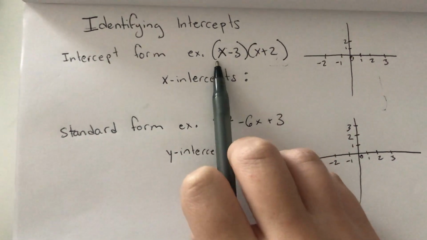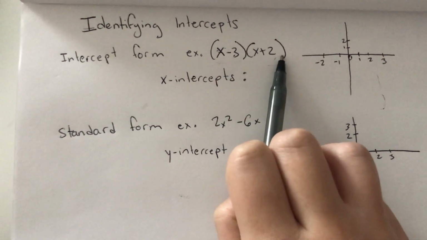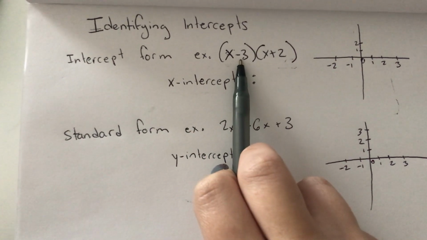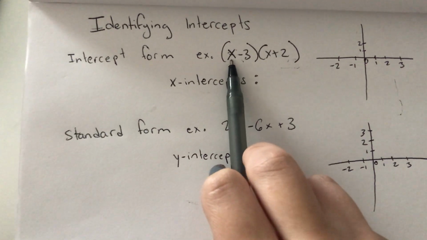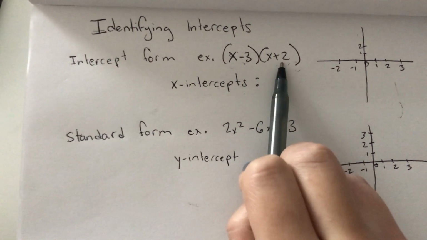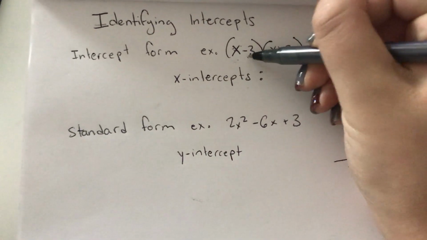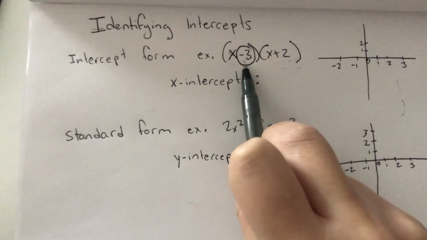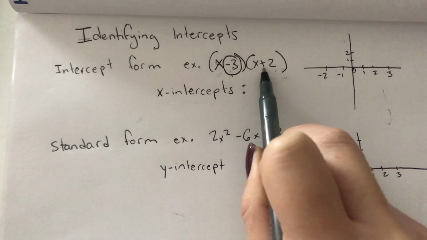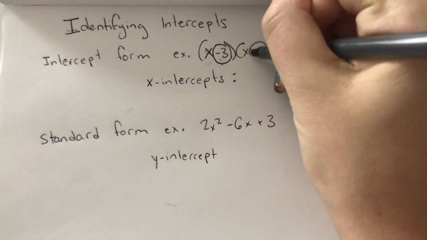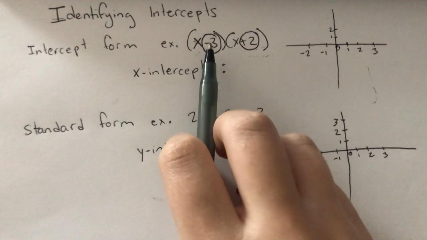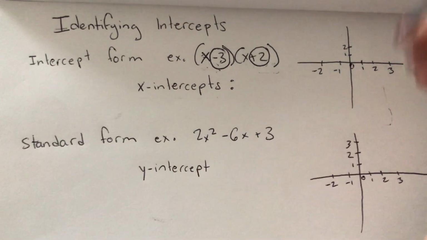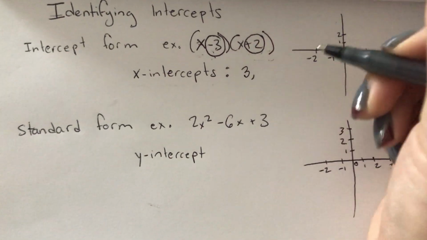When we have a quadratic written in intercept form, it's super easy to identify the x-intercepts. All we do is take the value next to the x in each factor, and flip the sign. So here we have x minus 3. We must include the sign, so here I have a minus 3. Over here I have x plus 2, positive 2. All I'm going to do is flip the sign. So instead of negative 3, my x-intercept is going to be positive 3.